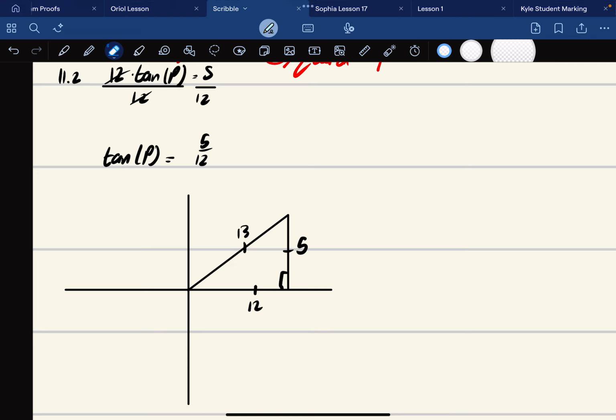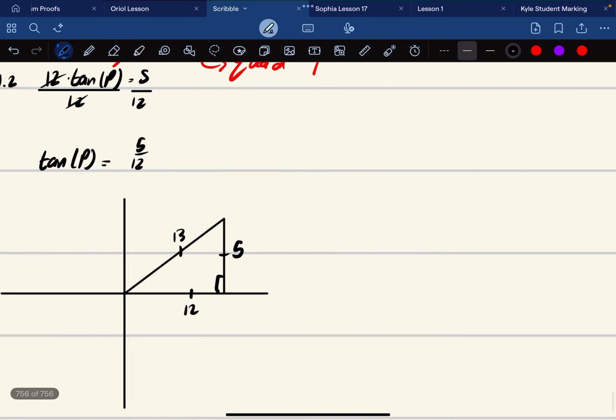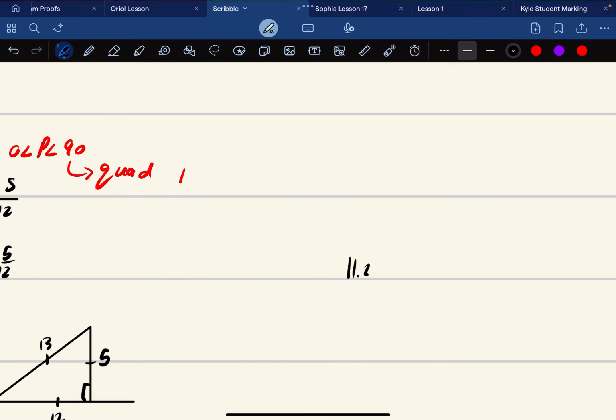So I'm actually not going to do questions 11.2.1 and 11.2.2 for you, because I want you to give that a try now that you've got this diagram here. And then 11.2.3. 11.2.3 is quite important.